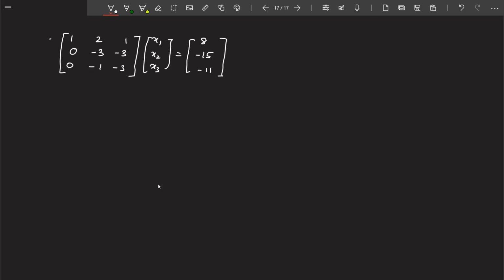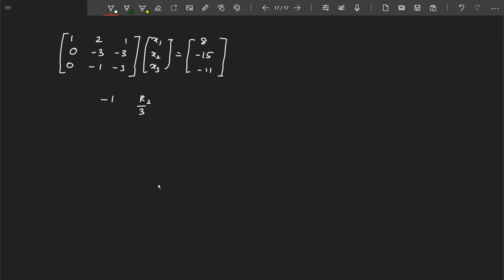So let's say I want to make this 0. This is already 1. How can I make this 0? First, I'll have to make this 1. So I'll say that R2 is going to be divided by 3. Once you divide by 3, this will become 1. But I want 0 here. This is already minus 1, so I have to make it plus 1.